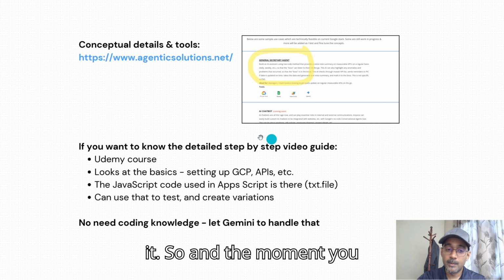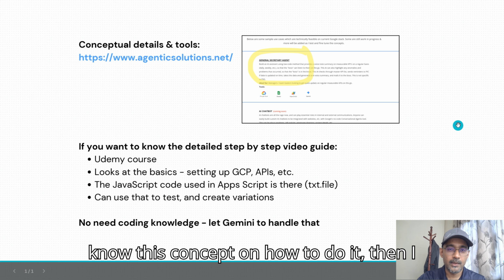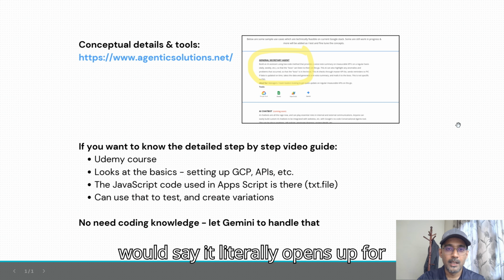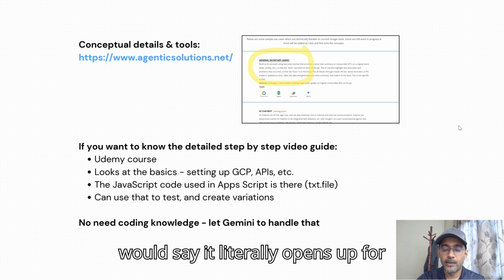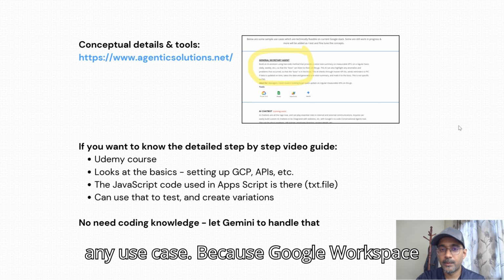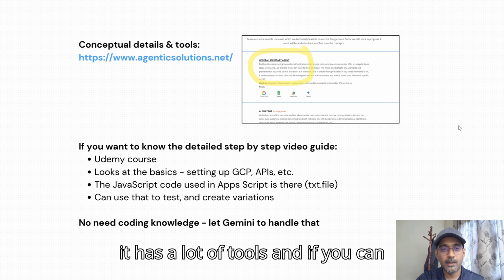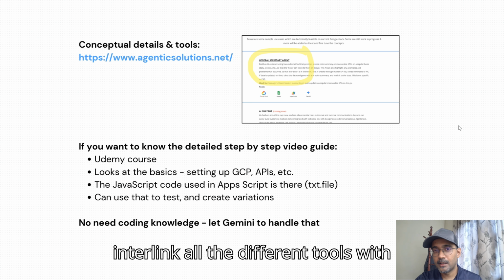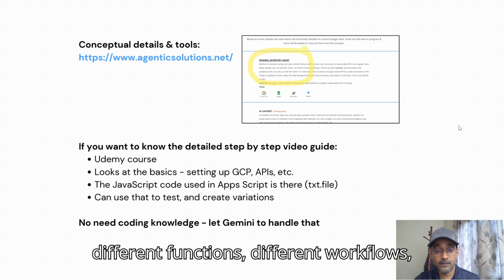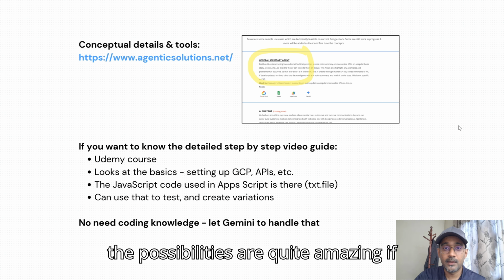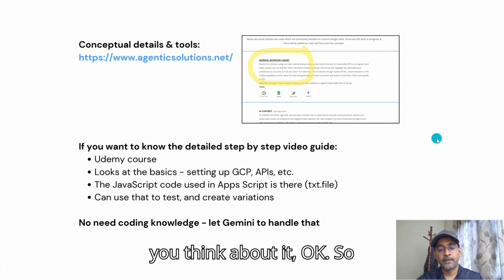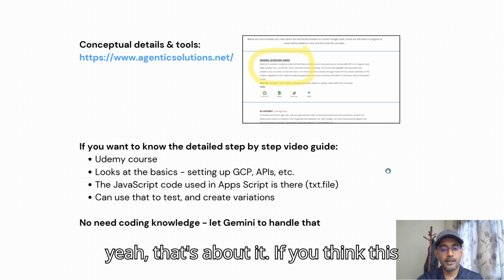The moment you know this concept on how to do it, it literally opens up for any use case. Google Workspace has a lot of tools, and if you can interlink all the different tools with different functions and workflows, the possibilities are quite amazing if you think about it. So that's about it.